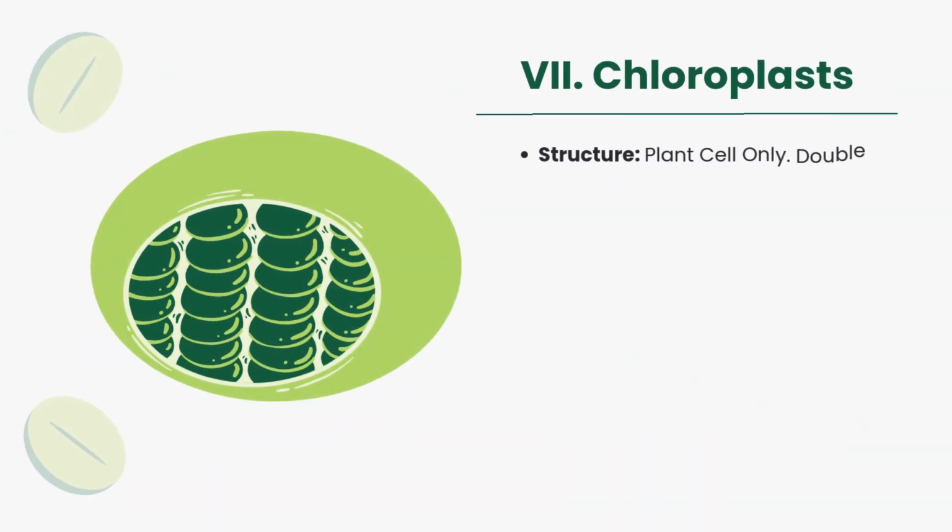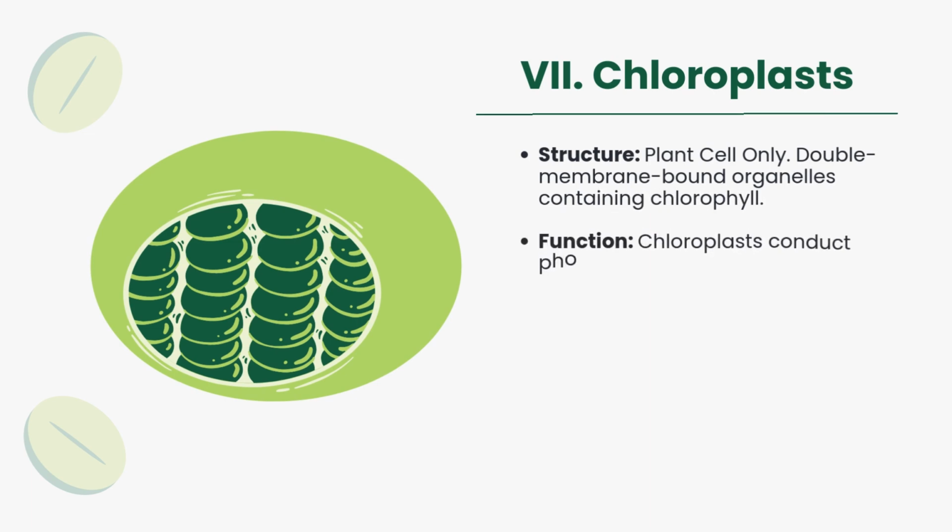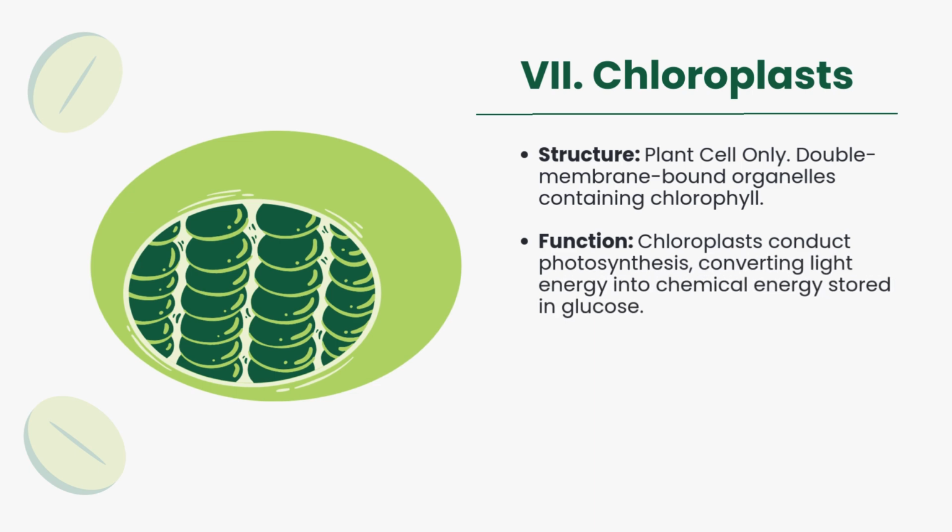Number 7. The chloroplasts, which are only included in plant cells. They are double membrane-bound organelles containing chlorophyll. They conduct photosynthesis, converting light energy into chemical energy stored in glucose.